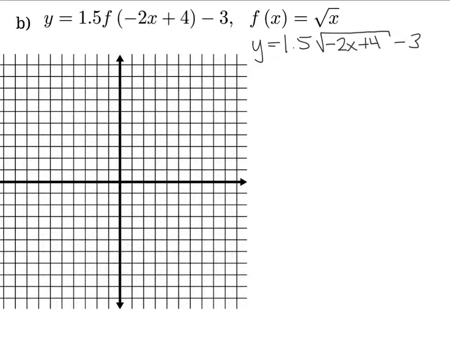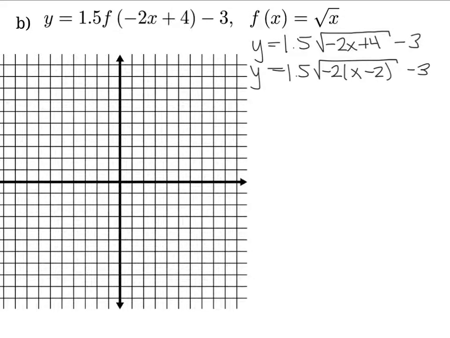So don't forget, before we go ahead and transform this, we don't know the true value of d until we make sure that the coefficient of x is 1. So we've got to factor this out. We'll be left with y equals, or f of x equals 1.5 square root of, that negative 2 stays inside the square root, and we're left with x minus 2, and then minus 3.